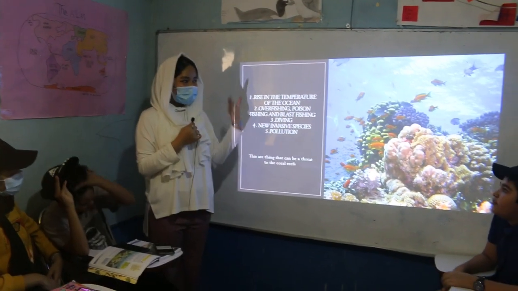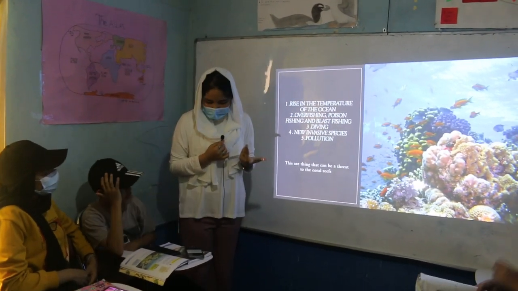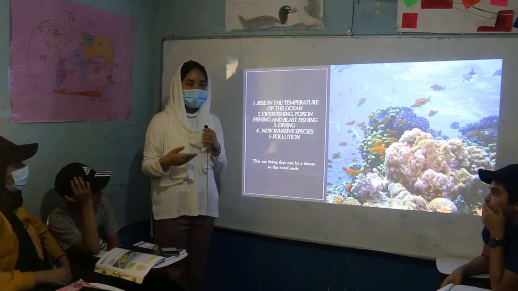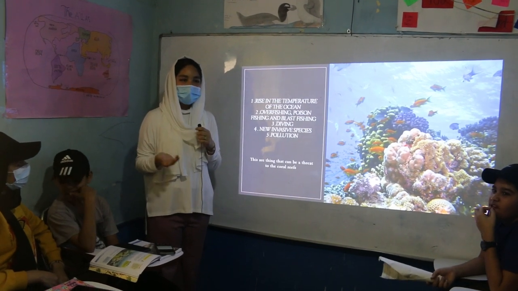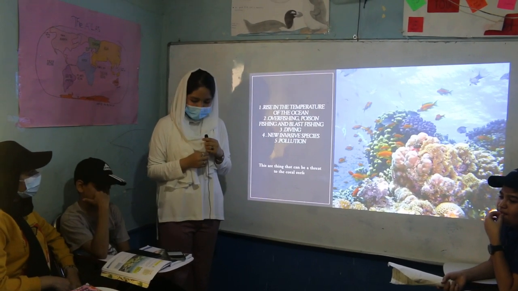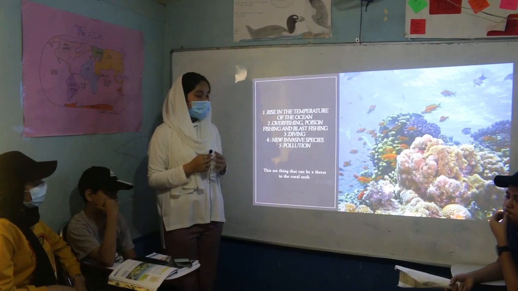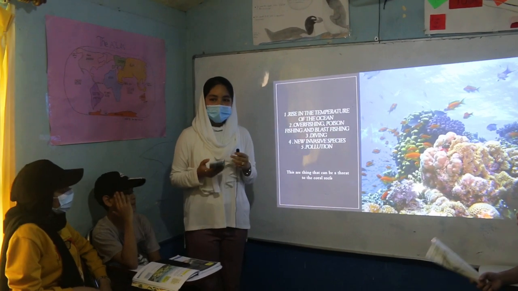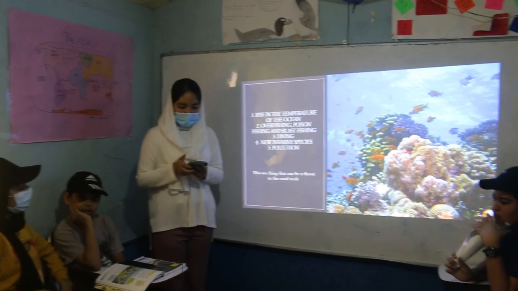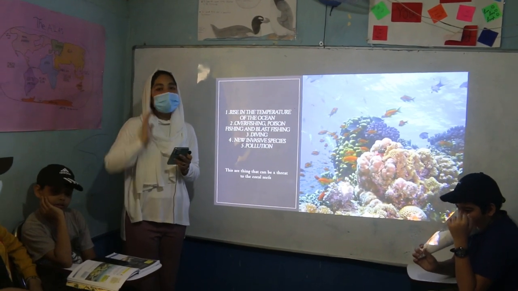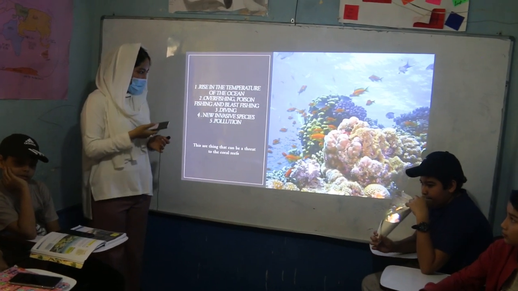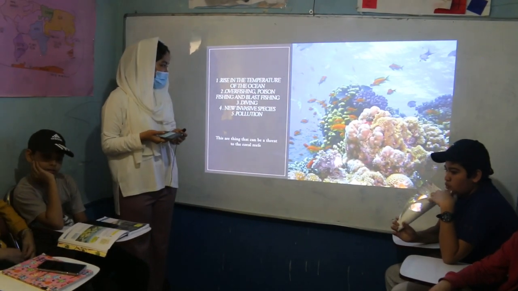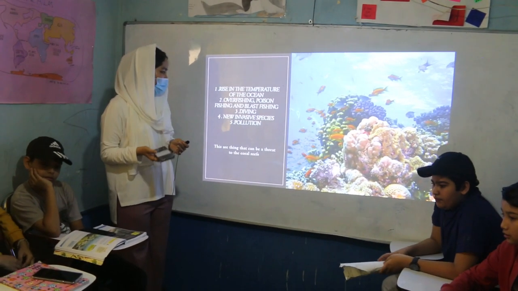Hi guys, so today I'll be talking about some threats that can harm coral reefs. Besides natural events like hurricanes and diseases, human activities can damage and harm coral reefs. One of the examples is raising the temperature of the ocean. Global warming raises the temperature of the ocean and kills algae, which is the main food of corals, and coral reefs.